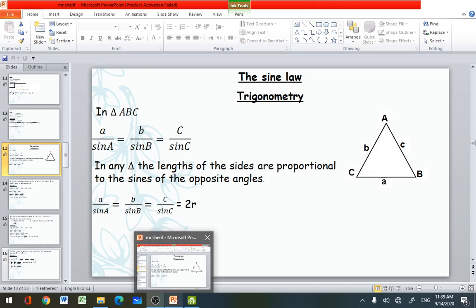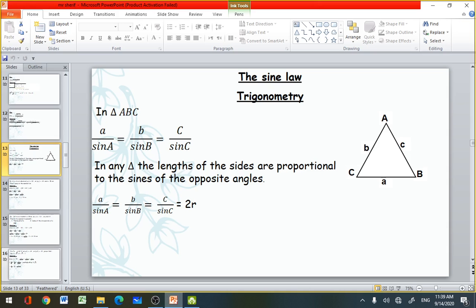Today's lesson is called the sine law, and this lesson is for both sections, the scientific section and the arts section. This lesson is the first lesson of trigonometry. Let's start our lesson, the sine law.